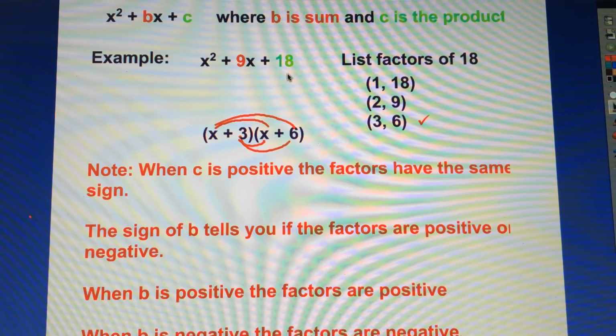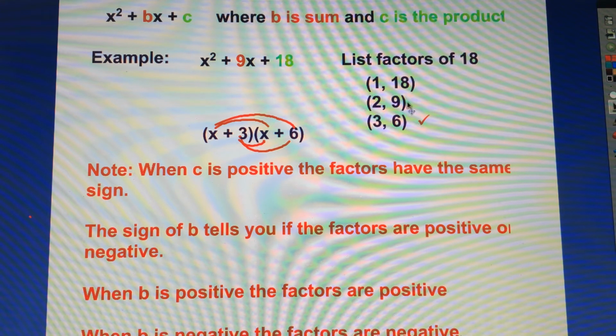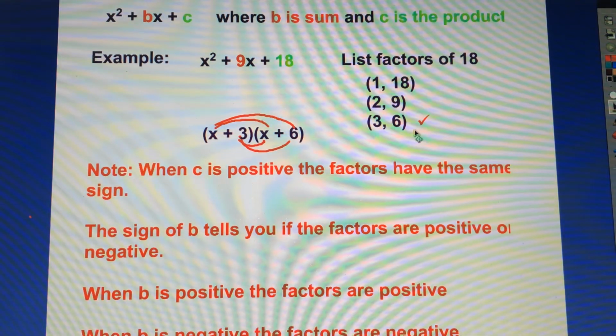In my example, x squared plus 9x plus 18, I need to list the factors of 18. So I start with 1. Does 1 go into 18? Yes, 18 times. So 1 and 18. 2 and 9. 3 and 6. So now I am looking for which two numbers when multiplied together equal 18. Well, we know all of them do. But which two factors when added together will equal 9? You will see that obviously 3 and 6 are my answer.